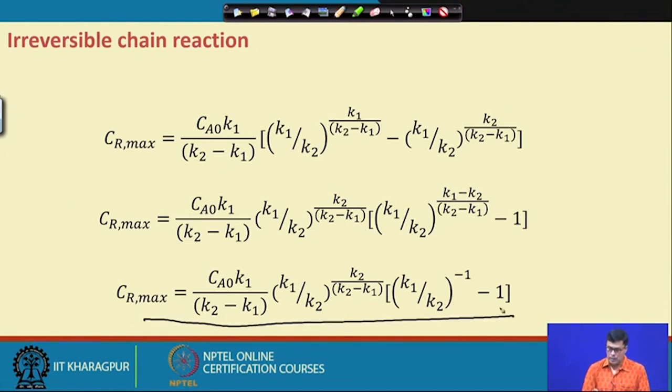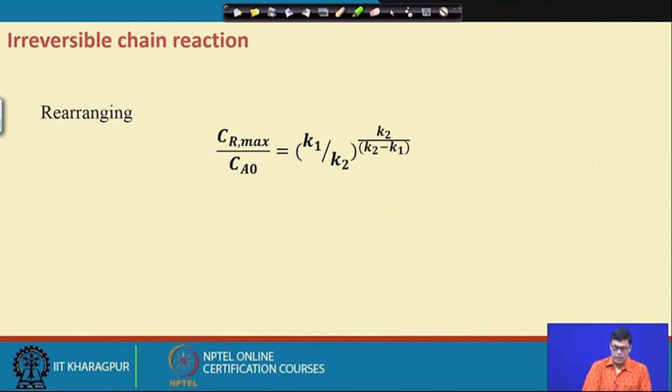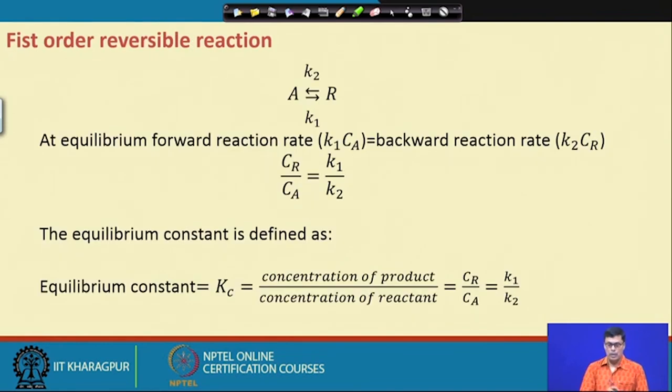This final equation is here, you see the CB max. Everything is constant, you put everything in the form of constants, so we can put the values and easily calculate the CR max or CB max value. Though we have written CB max, this should be CB max, so you can make the correction. Now this is how we can write, and this is the final equation, rearranging we can get this equation. Now, as I pointed out, most of the biochemical reactions are reversible in nature.